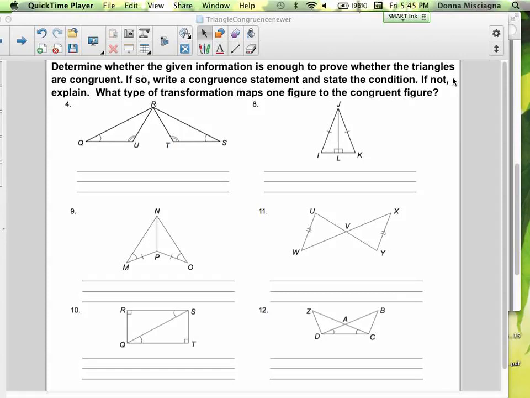All right, we're going to finish up these notes. We're going to determine whether the given information is enough to prove whether the triangles are congruent. If so, we'll write a congruent statement and state the condition. If not, we'll explain, and then name the type of transformation.